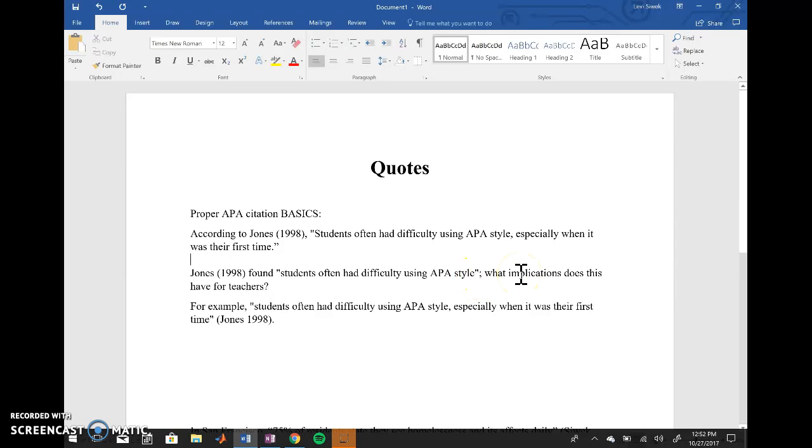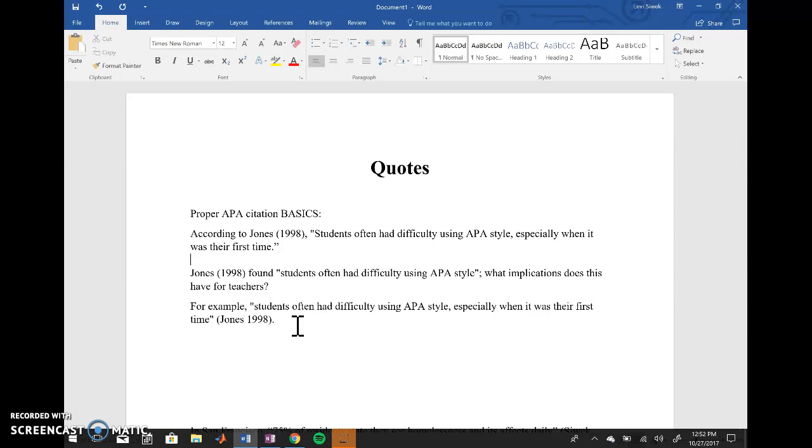End quote. What implications does this have for teachers? Then lastly, for example, students often had difficulty using APA style, especially when it was their first time (Jones, 1998).